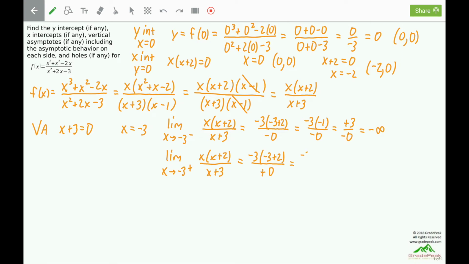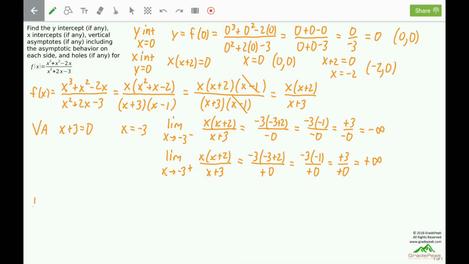In the numerator, it will be negative 3 times negative 3 plus 2, which is a negative 1, divided by a positive 0. Negative 3 times a negative 1 is a positive 3 over the positive 0. Positive over positive is positive. Non-zero over 0 is an infinity. And there's the asymptotic behavior on both sides of the x equals negative 3 vertical asymptote.